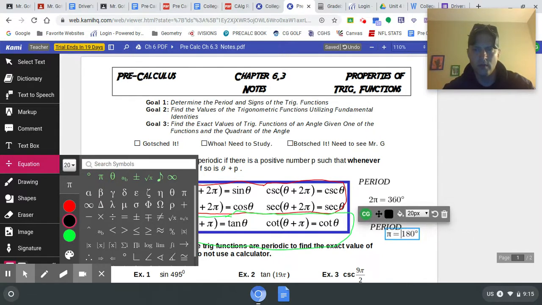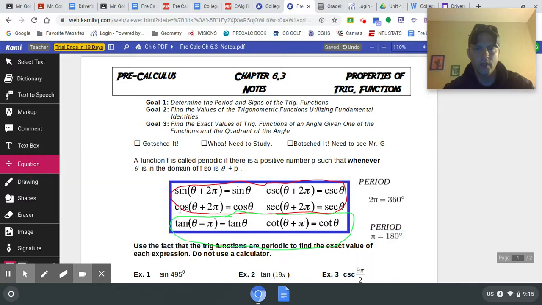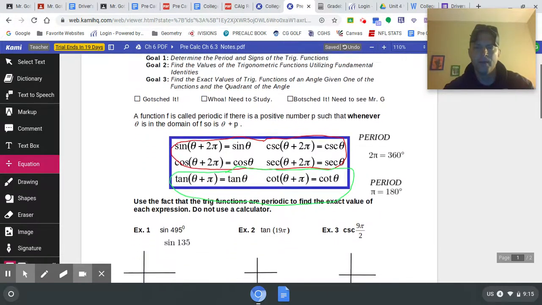All right. So again, sine and cosine and their buddies, their period is 2 pi, which is 360. And then tangent, cotangent, their period is pi, which is 180 degrees. That's when it starts repeating.